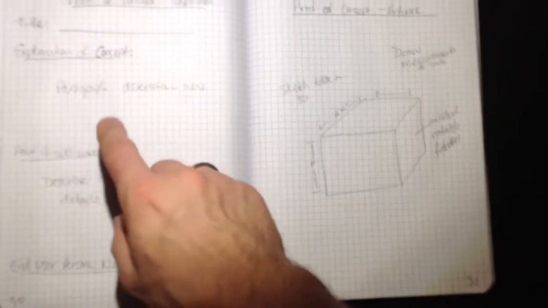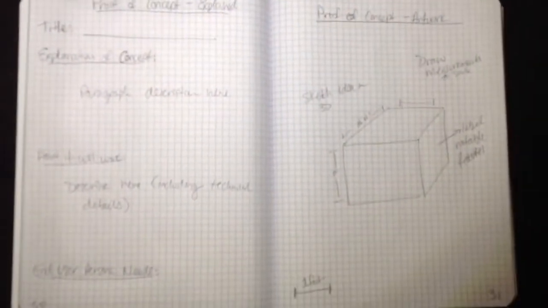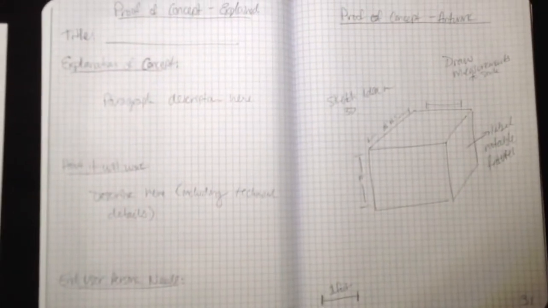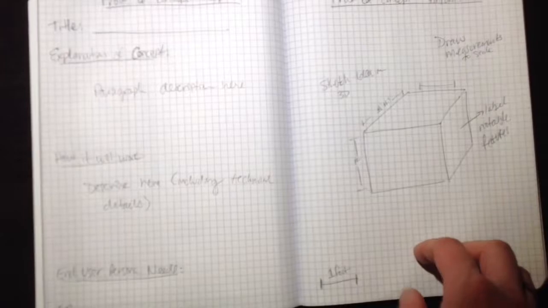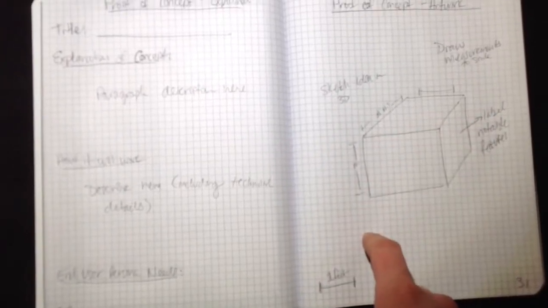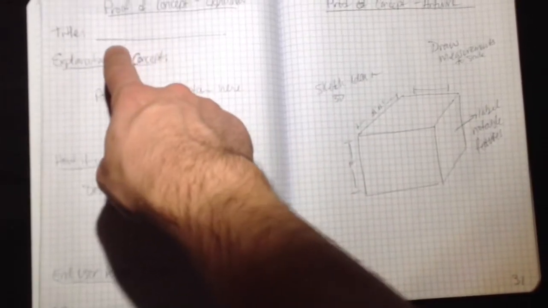After that, we're going to create our proof of concept. So this is like that chart that we've seen before, we're just now putting it into our notebooks. On the first one, we're going to have proof of concept explained. This is where all of my wording is going to appear, and you can use additional pages if you need to. But on this page, I'm going to include my title.